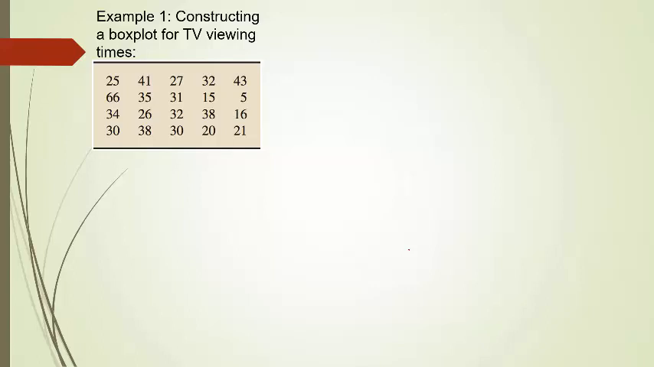Looking at this set of data, you can see that there's a low value of 5 and a high value of 66. Maybe this 66 is an outlier, and maybe this 5 is an outlier. We don't know. We have to test for that. So the first thing we're going to do is find the quartiles for this data set.